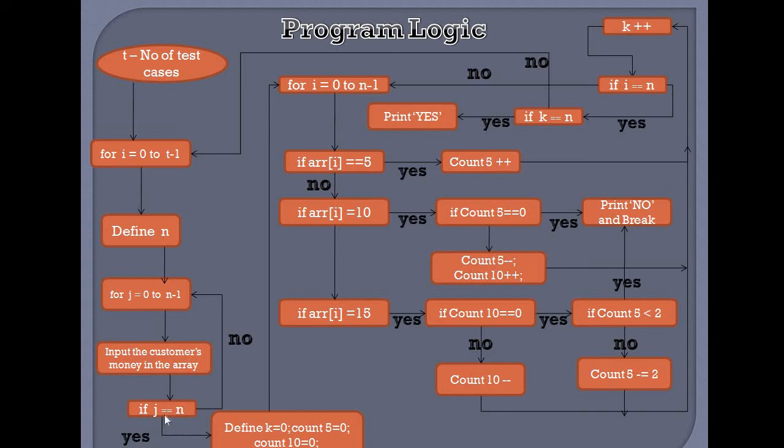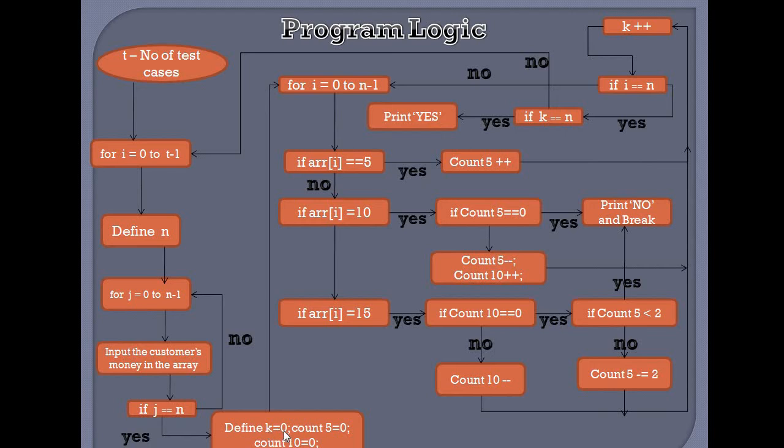After this, a condition checks whether the information related to the money corresponding to each and every customer in the row has been stored or not. If no, the program control is transferred again to the for loop, otherwise it transfers the program control to this instruction.